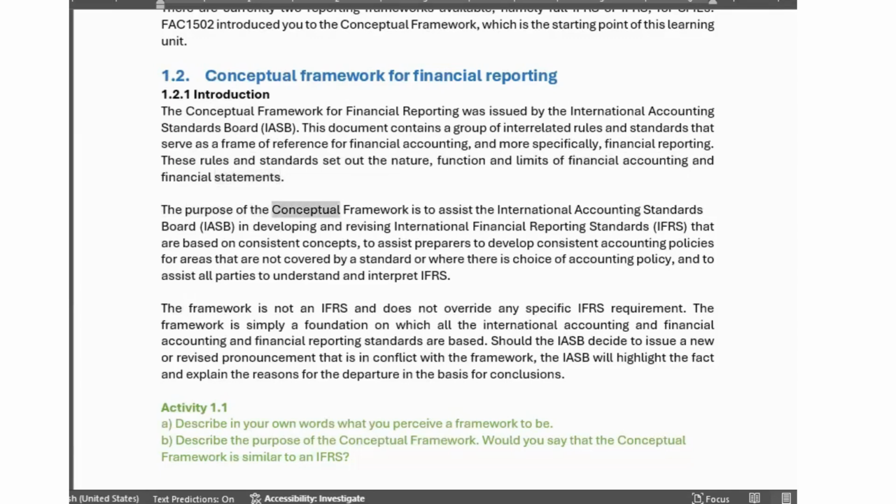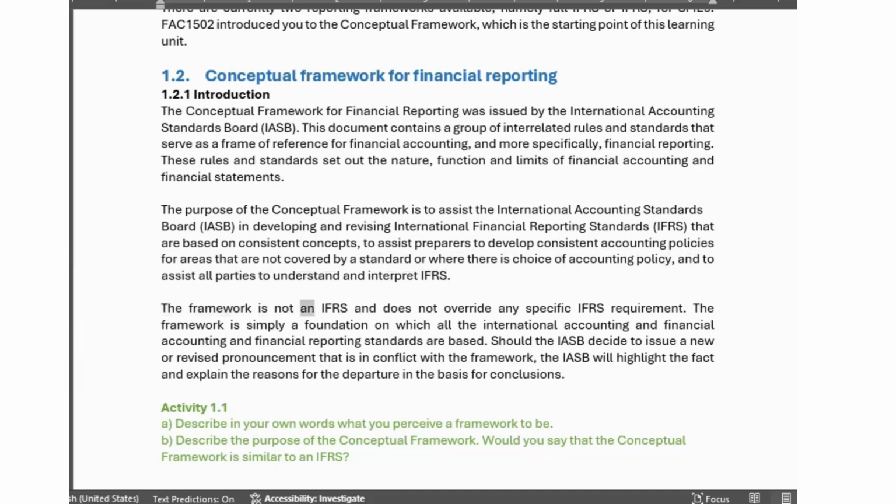The purpose of the conceptual framework is to assist the International Accounting Standards Board, IASB, in developing and revising International Financial Reporting Standards, IFRS, that are based on consistent concepts, to assist preparers to develop consistent accounting policies for areas that are not covered by a standard or where there is choice of accounting policy, and to assist all parties to understand and interpret IFRS.